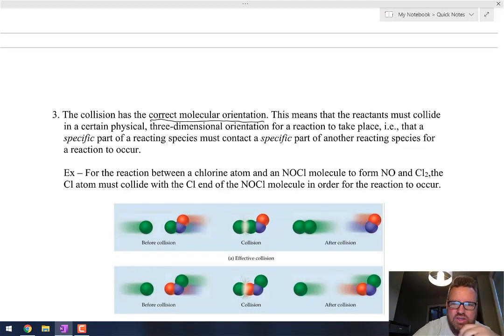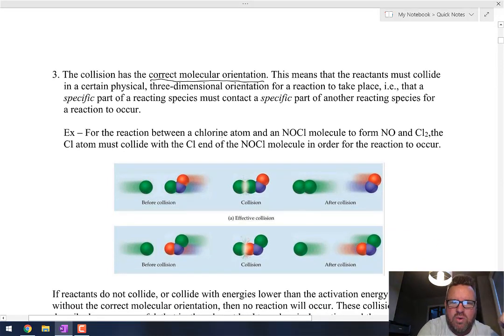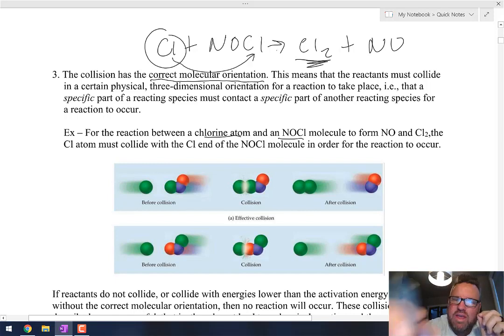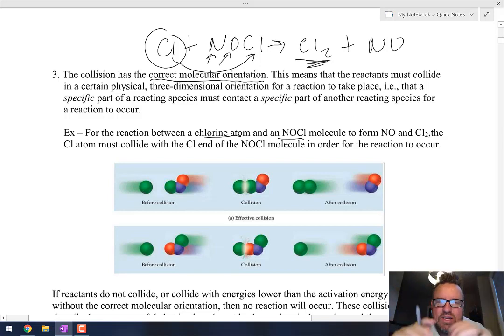Okay, look at this reaction here. For the reaction between a chlorine atom and an NOCl molecule to form NO and Cl2. So obviously what's happening here is you've got Cl reacting with NOCl to make Cl2 plus NO. In order for those two chlorines to come together, of course this chlorine has to hit the chlorine atom. If it hits the nitrogen or hits the oxygen, that reaction is not going to happen. That's not the correct orientation for that reaction to happen. The chlorine must hit the other chlorine atom for that reaction to happen.